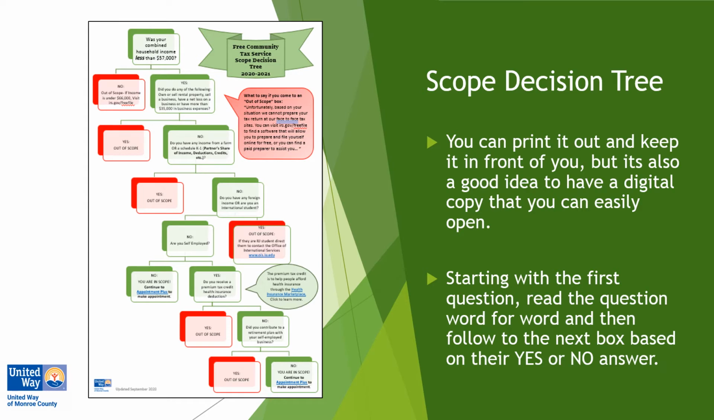Here's what the Scope Decision Tree looks like. You can print it out and keep it in front of you on the desk, but it's also a great idea to have it as a digital copy because, as you'll see as we go through, there are some links that you can click on if you need to. So the way to use this is just starting with the first question. You're going to read each question word for word and then follow to the next box based on their yes or no answer.